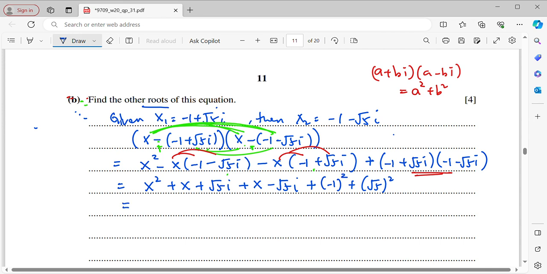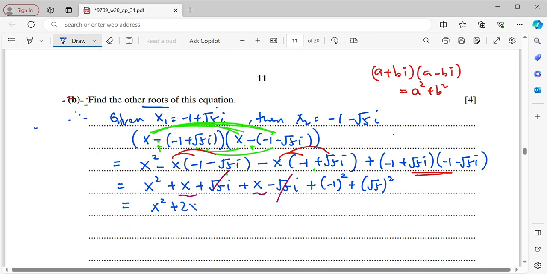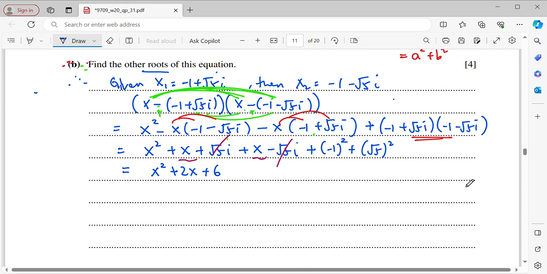Okay, so from here, I will be getting x squared. x plus x is 2x, and then the square root 5i will be cancelled off. So I will get plus 2x, and then lastly, minus 1 squared plus square root 5 squared will be just plus 6. These are my two factors.